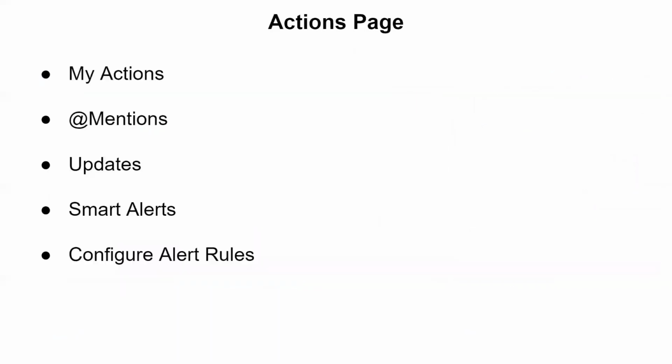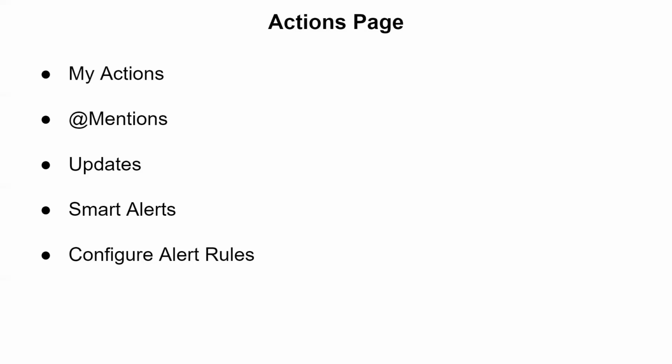So next we're going to talk about the actions page. So we have my actions, which are any overdue or upcoming tasks that are assigned to you. You have your app mentions. So for a customer service manager, anytime a user mentions you on a case or a record, whether they're escalating it or just asking for advice, they can use an app mention with your username, and then the customer service manager will be notified of that app mention, and you'll be able to collaborate with your teammates as well.